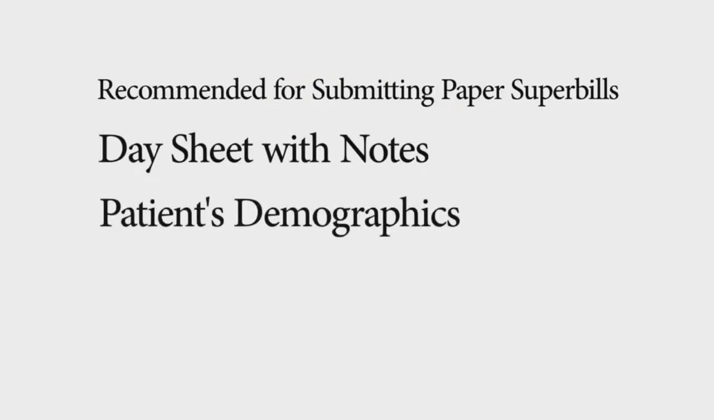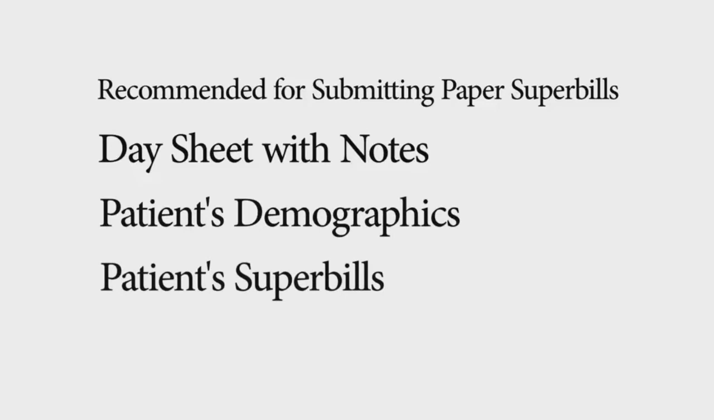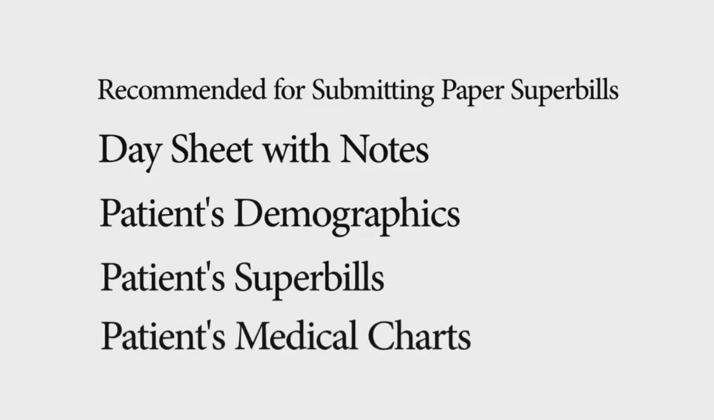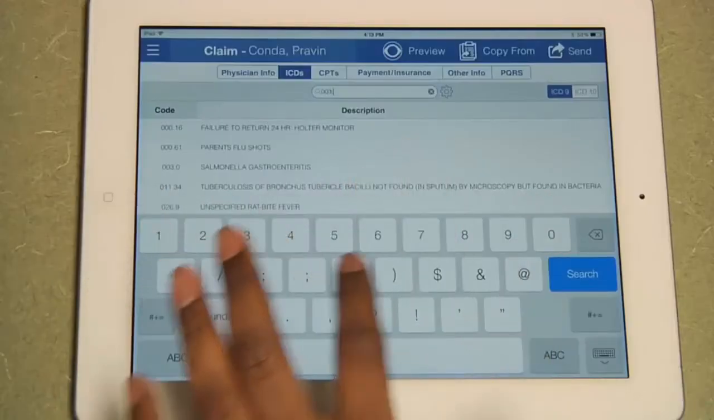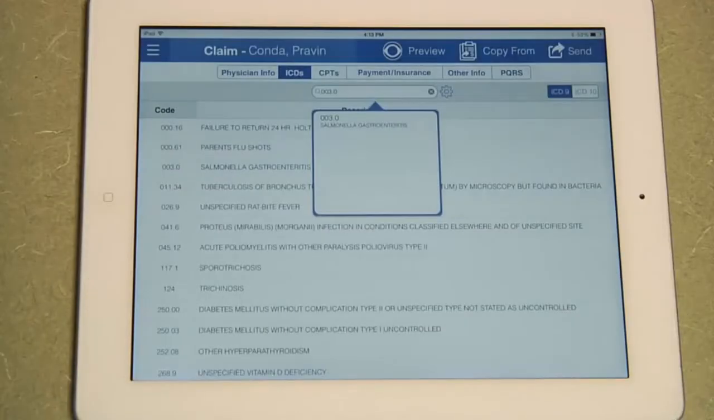Even when you send e-claims, the practice will still need to send explanation of benefits, or EOBs, via our secure method. When sending paper superbills, we recommend the practice send us the day sheet with notes, the patient's demographics, the patient's superbills, and the patient's medical charts. In addition, we will also need the EOBs as mentioned before. Each practice is unique and can send over different items depending on how they use our system.